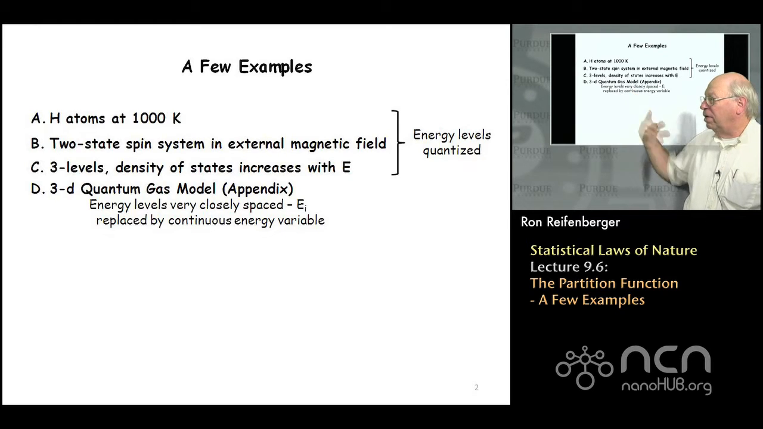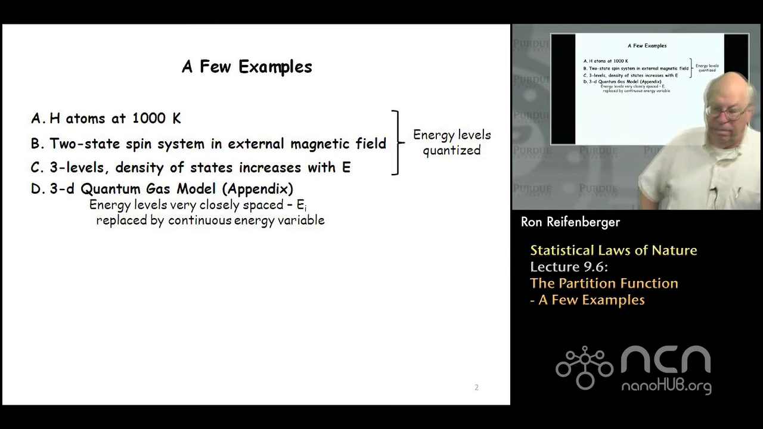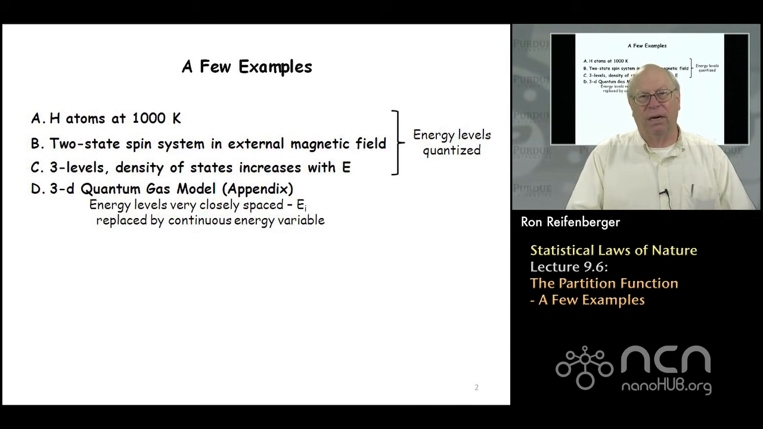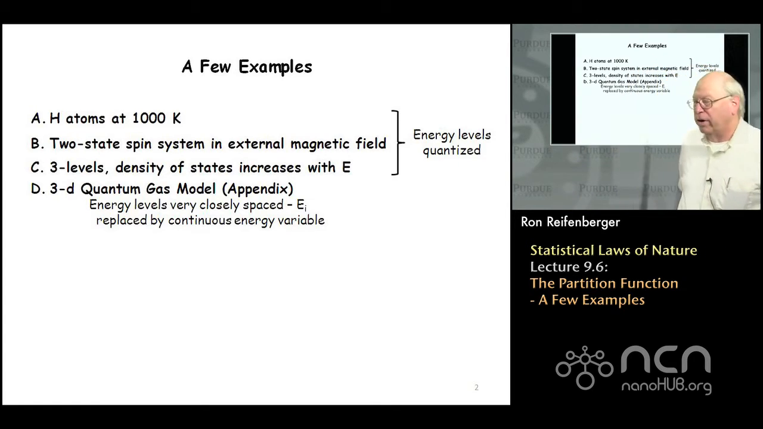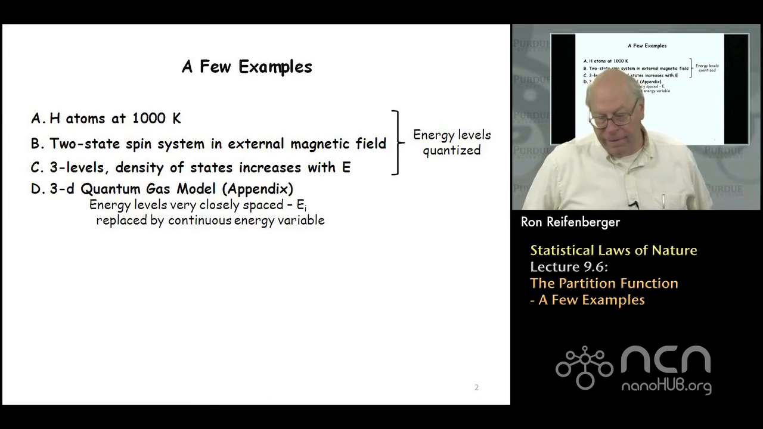In addition, I put into the appendix a quantum gas model. This is a three-dimensional calculation that basically describes the Maxwell-Boltzmann distribution function. If you recall, a few weeks back, I wrote that distribution function down, but I did not derive it. If you want to know where it comes from, this is a derivation. It's got all the details, so you can take a look at that.